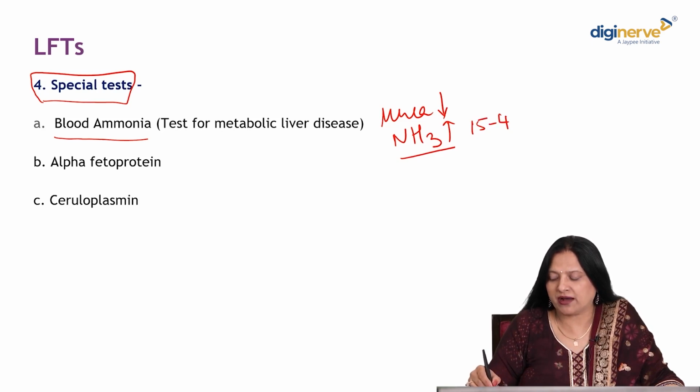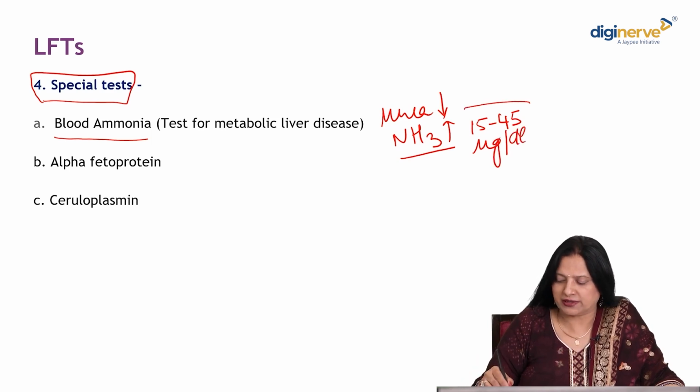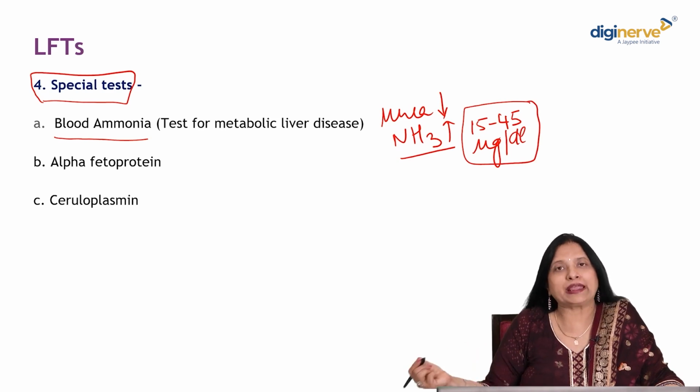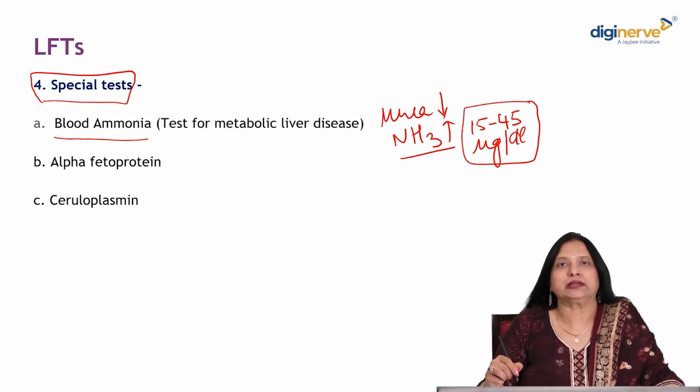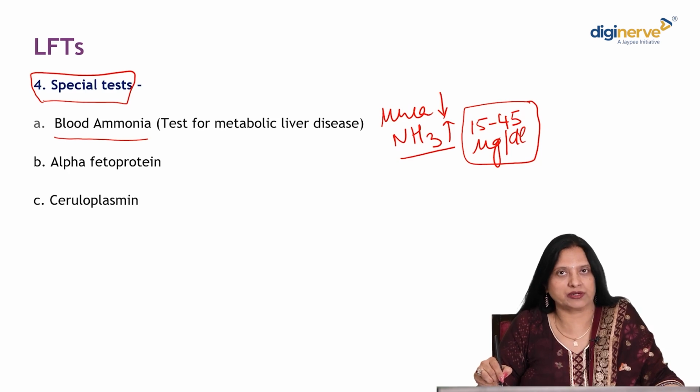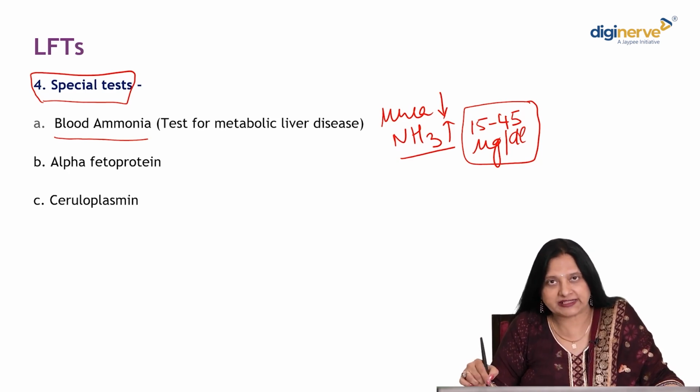Blood ammonia levels are 15 to 45 micrograms per deciliter. See, we do not always insist on too many reference ranges, but these levels are important for everybody to remember. So normal blood ammonia levels are 15 to 45 micrograms per deciliter.